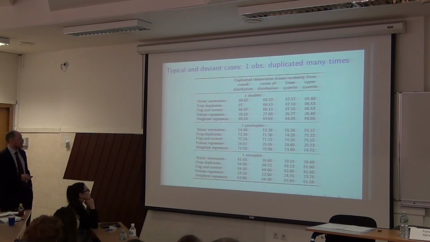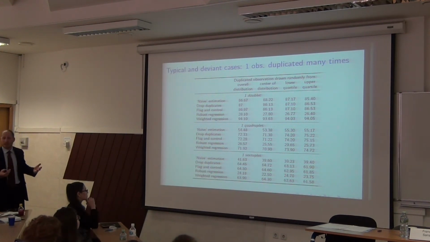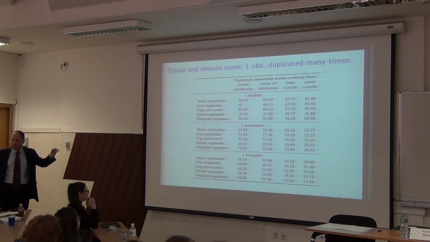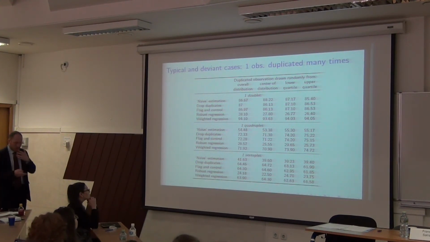And what we found is that there is no real pattern. We were expecting that deviant cases, so when duplicates are in the tails, are more influential. But actually, we didn't find a consistent pattern through our replications. We found that, for instance, when just one doublet is present, and the duplicate is drawn over the whole distribution, you get more or less the same chances of a good estimate in all alternative scenarios.